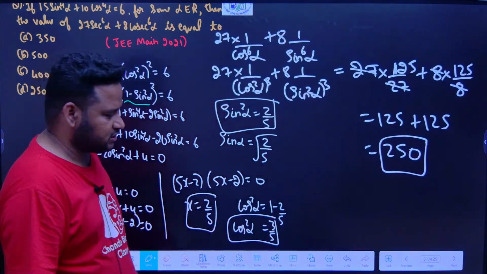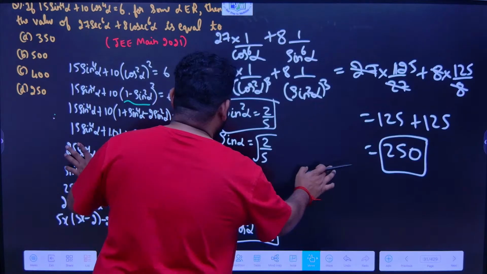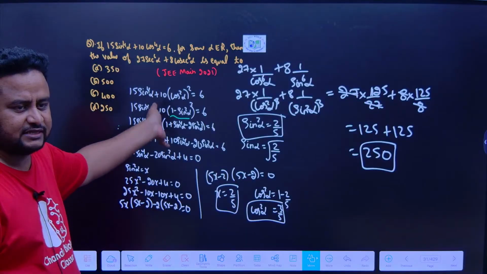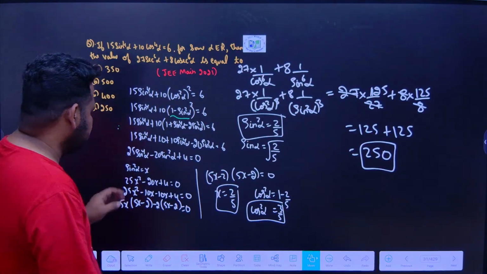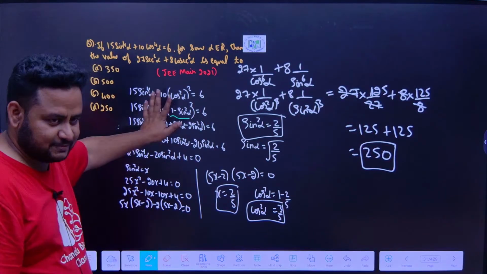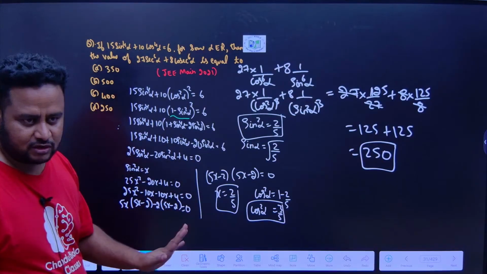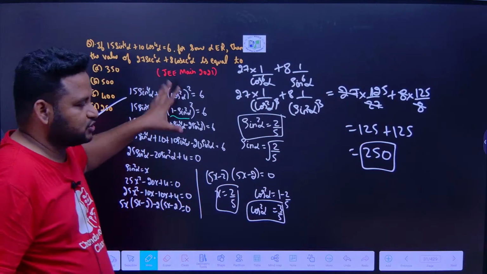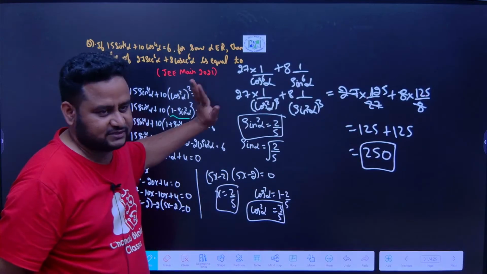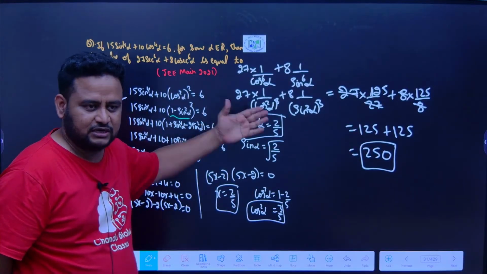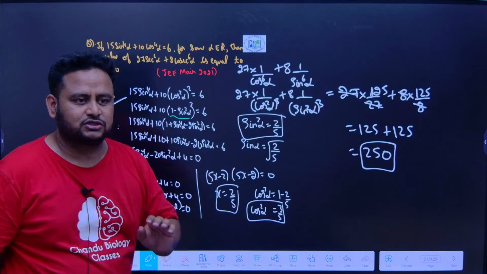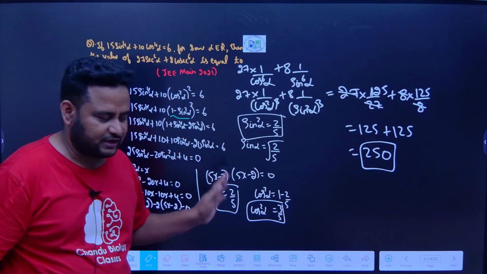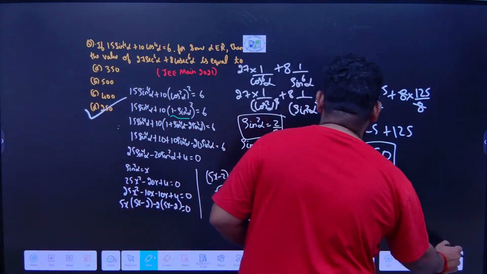Understood? Conceptually simple, calculatively intensive, no problem. But you understood the concept, that is very important. The most important thing is you have to convert cos square in terms of sin square and then find the answer. So for this JEE Main question, we got the answer 250. Your IIT JAM examination questions will not be of this level, but if you are able to understand the concept at this level, those questions will be very easy for you. Clear? Got it? Fine. Let us proceed to the next question.